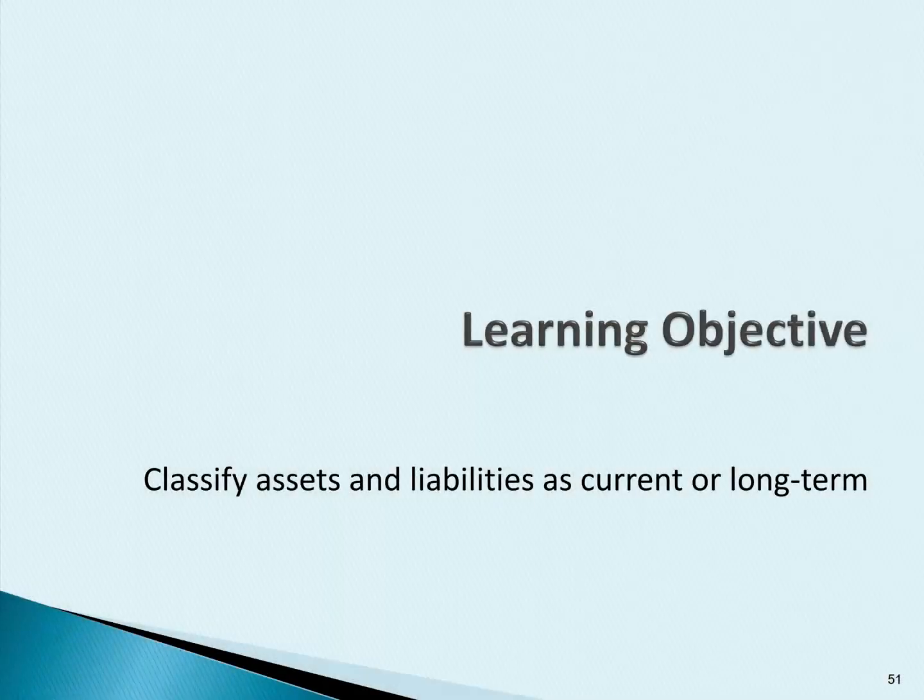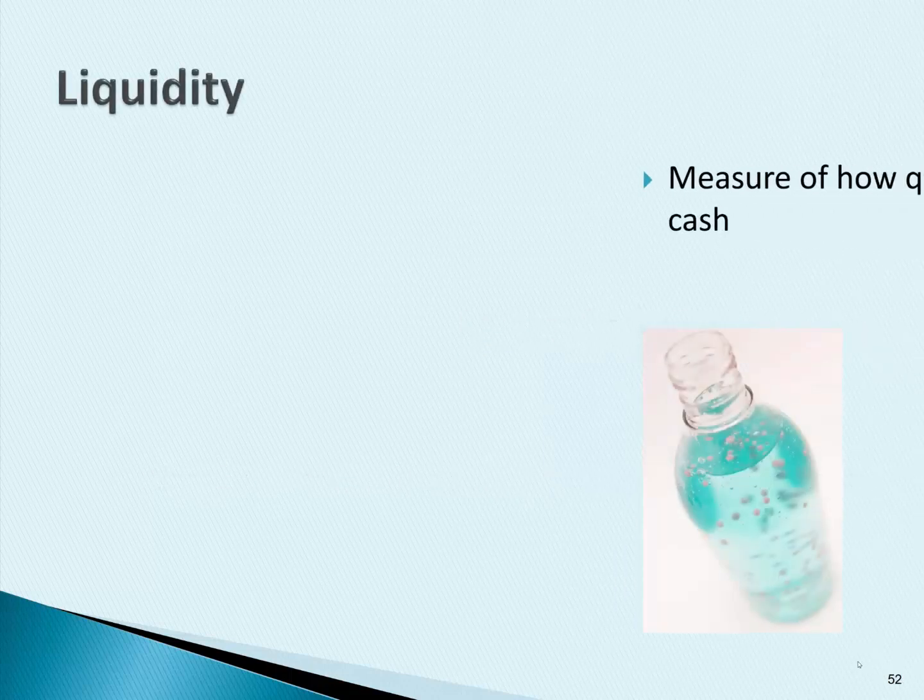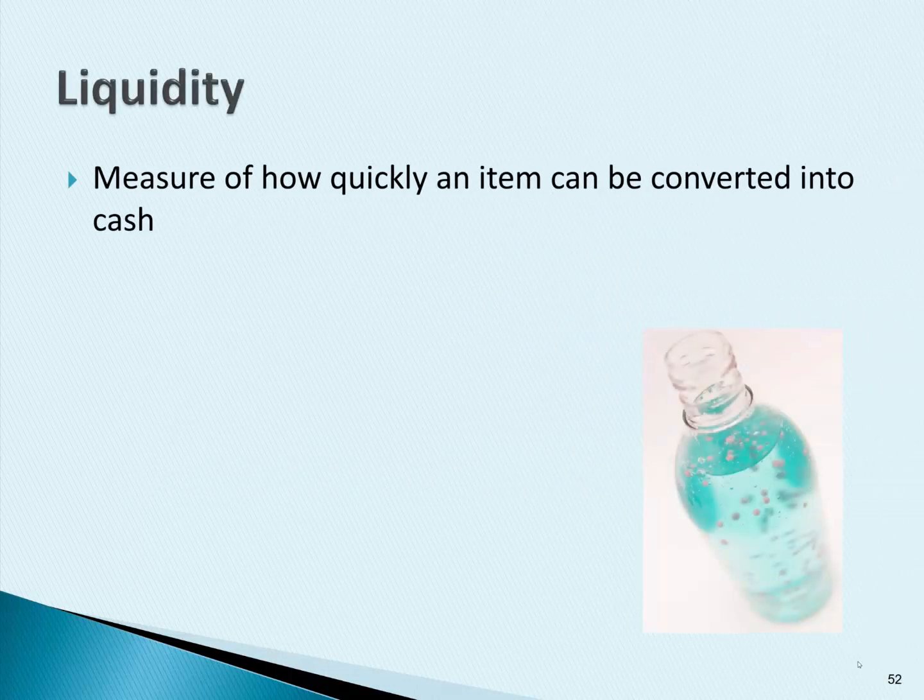The next learning objective is to classify assets and liabilities as either current or long-term. So before we talk about classifying assets and liabilities as current or long-term, we need to know what the term liquidity means. Liquidity is just a measure of how quickly an item can be converted into cash.